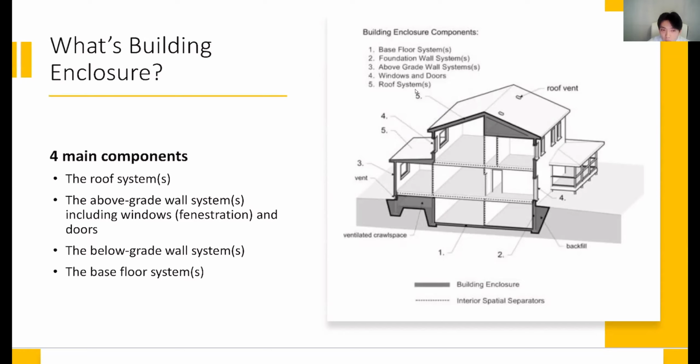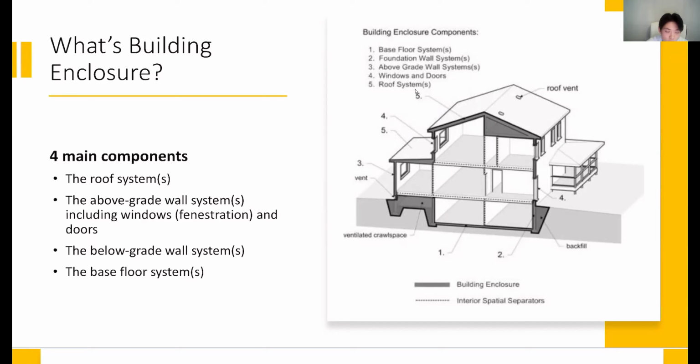If you think of the building as a box, as a box we have 6 sides and 3 general directions. So basically the sides and the top and the bottom, right? So it's the same thing for a building: we have a roof system, that's the top of the box. And we also have the sides, which are the wall systems. And also the bottom, that is our base floor system.